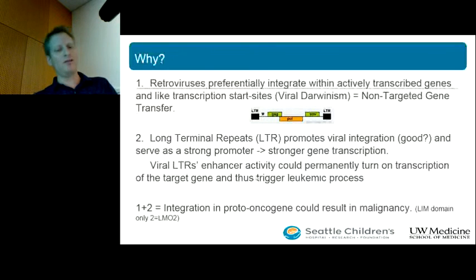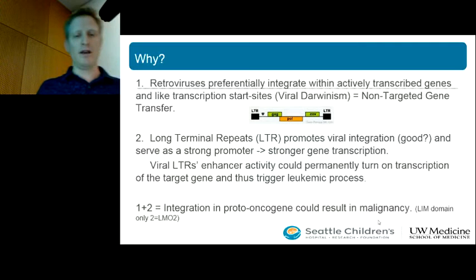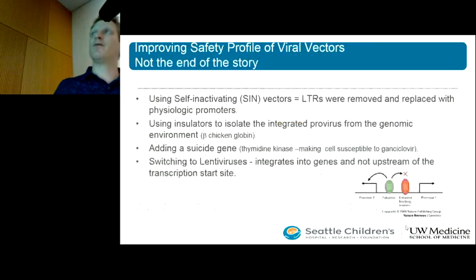And if you take 1 and 2 together, integration into a proto-oncogene and strong expression of the proto-oncogene results in malignancy. One of the sites where they were mostly found is the LIM domain only 2, LMO2, something that people know today to look for and see if retroviruses or viruses get incorporated in. So what can we do today? Was that the end of the vectors?